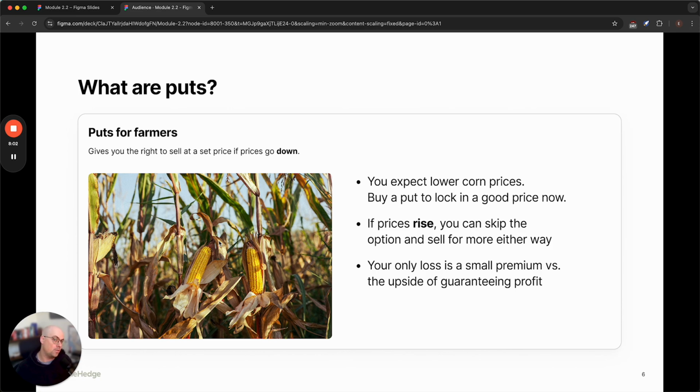So if prices fall and you own a put, that put makes you money and locks in that price. So therefore, you're hedging yourself is what you're doing. You're making money either way, if the prices go up or if the prices go down.